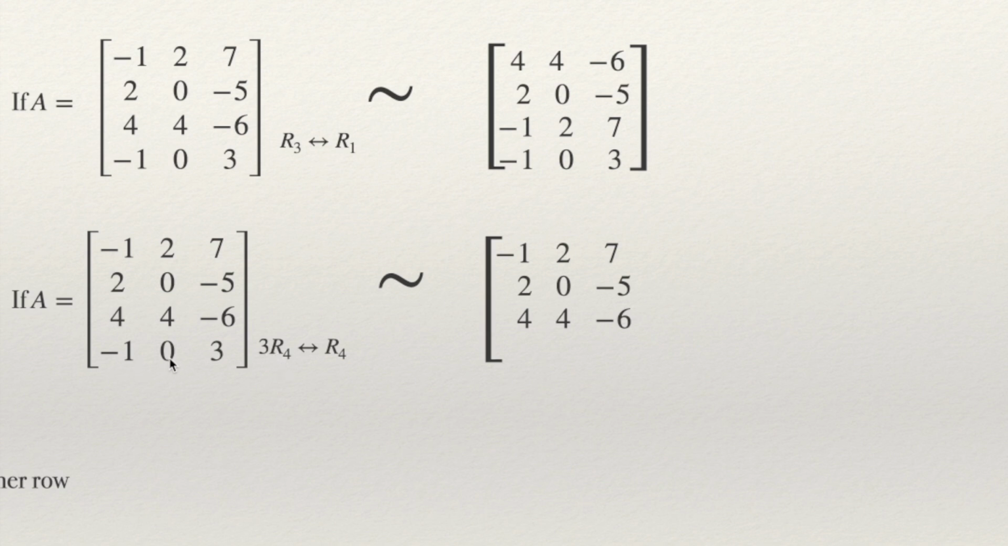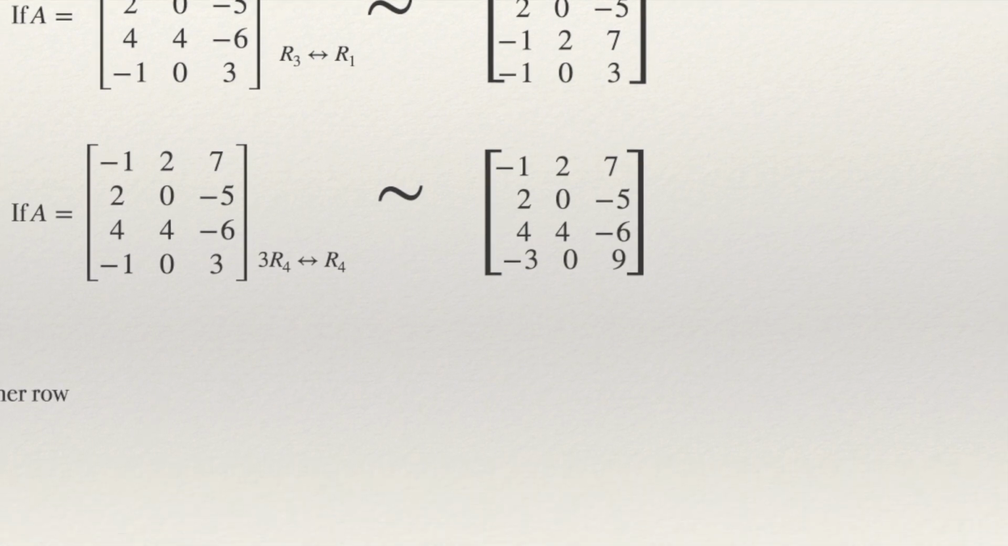Here will be 3 times 0 is 0, and here will be 3 times 3, 9. So it will be minus 3, 0, 9, the elements in this row. And that will be the new matrix. This matrix is row equivalent to the first one. Finally, the last one, row addition.